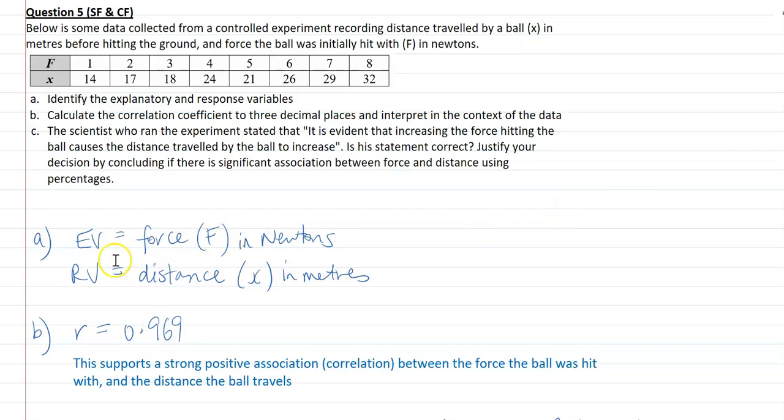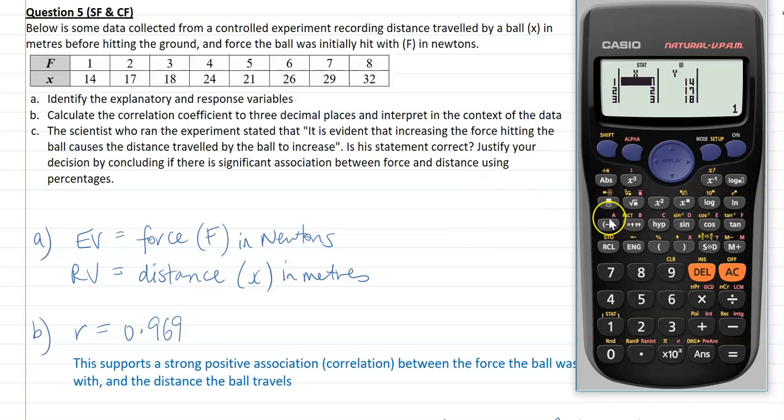Checking in, part A, your explanatory variable is your force in newtons, and your response variable is your distance in meters. For part B, this is where you'll need your calculator. Put in your values like you've shown before. Check that they're all correct. Clear it. Shift 1 to access your stat functions, 5 for regression, and option 3 for your correlation coefficient.